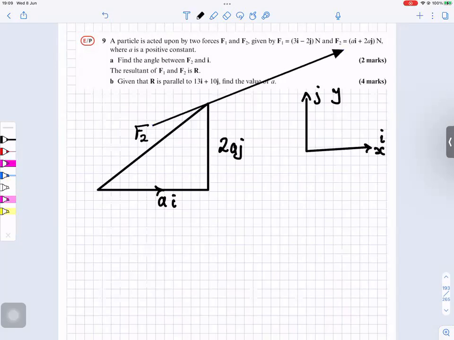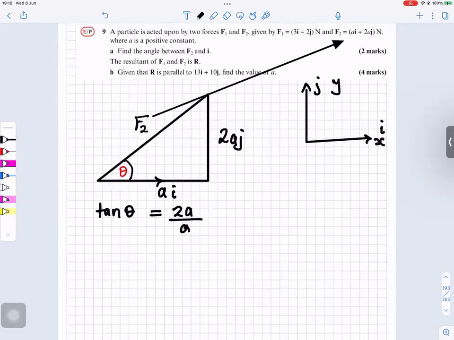So what we're going to do is mark the angle between the F2 and the AI lines. And to work out that one, we need to use tan. So it's going to be 2A over A, equals 2A over A. So then you're going to do tan inverse 2 to give you 63.4.